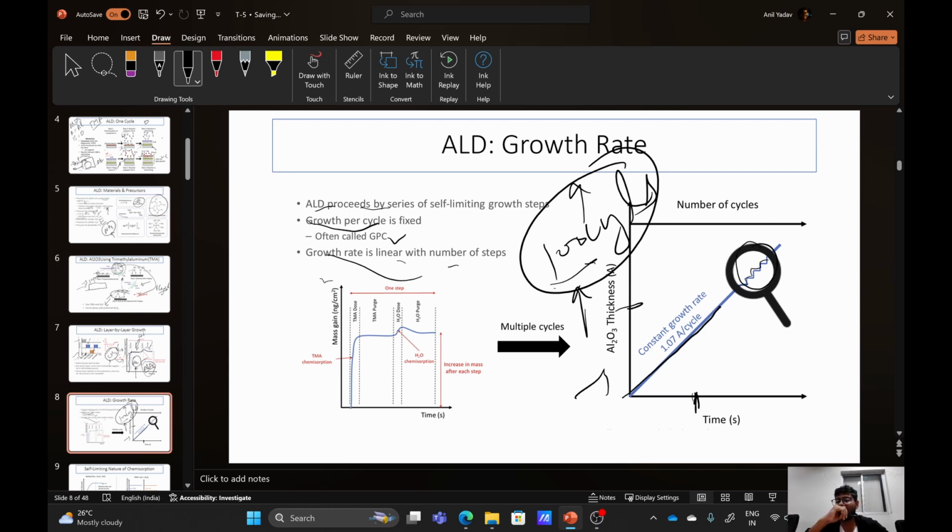Step kind of because with one step, this height is nothing but the Al2O3 thickness with a single cycle, which is around 1.07 angstrom typically, or it can be 1.1 sometimes. That depends on the substrate as well, or the system.